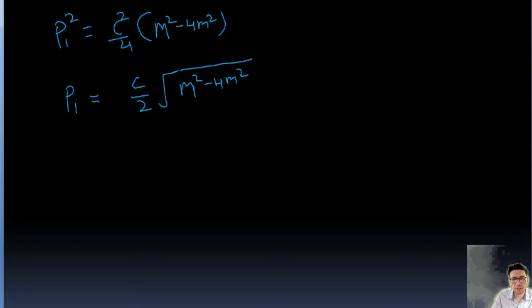This one, okay? C by 2 root m square minus 4m square, okay? Well, guys, so this question is done. Now next question.